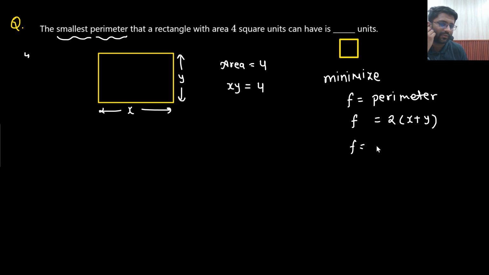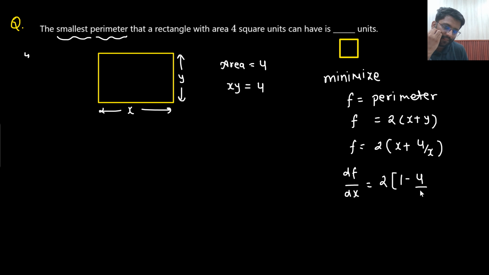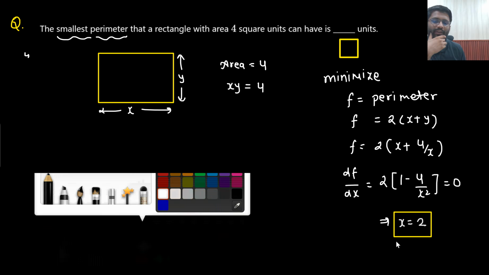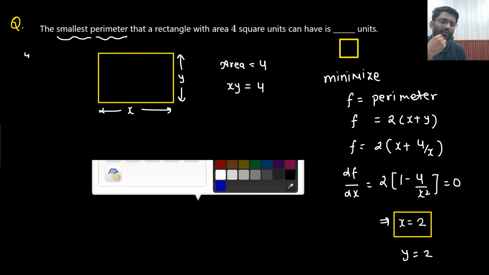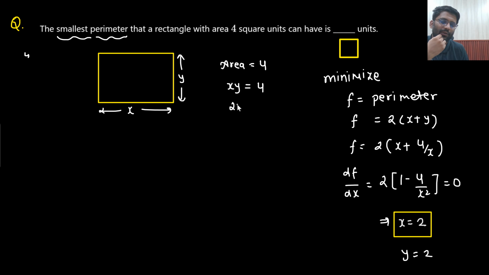I know the relation: 2 into (x plus y), and the value of y is 4 by x. Differentiate with respect to x, and put that equal to 0. What is the value of x you are getting? The value of x you are getting is 2. If the value of x is 2, then what will be the value of y? The value of y will also come out to be 2, because if you put 2 here, 2 into y equals 4.